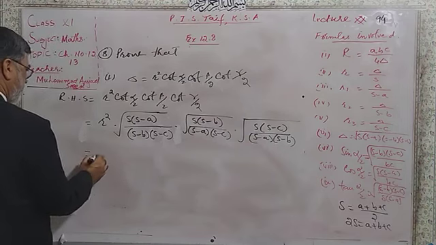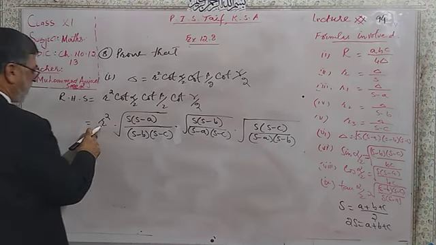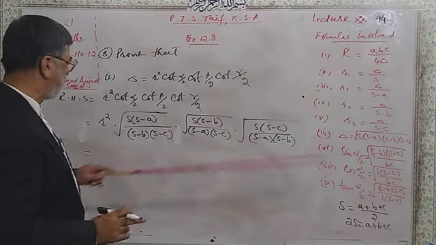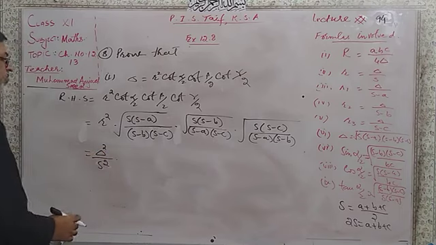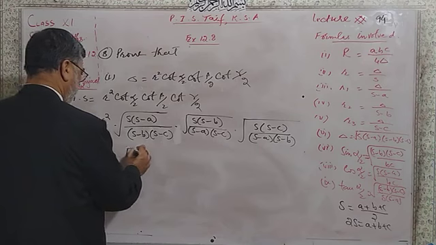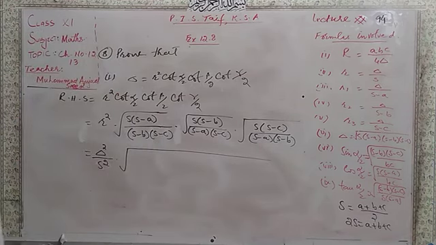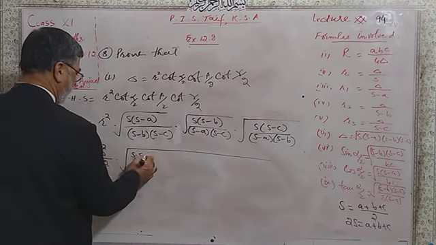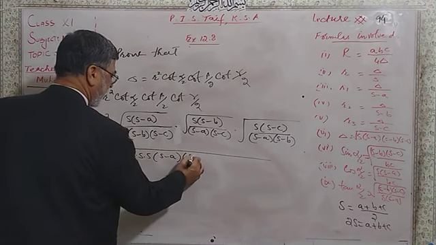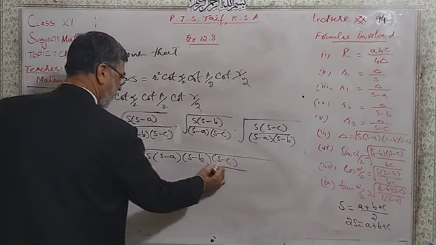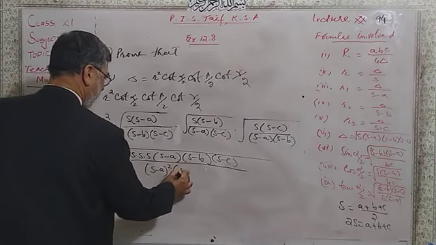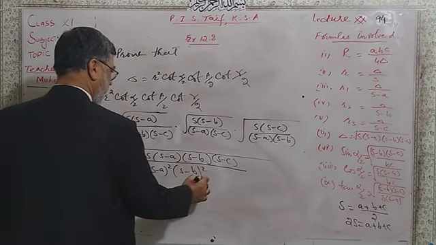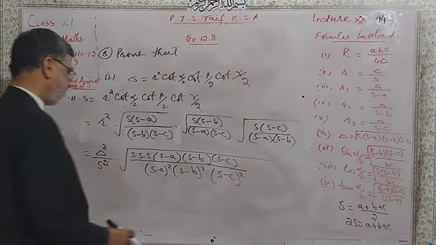So dear students, you know that r square, r is delta over s. So you can write down delta square over s square. And now you can write down all the terms in single radical sign because they are multiplied. You can join them. S is coming 3 times. S minus a, s minus b, s minus c divided by s minus a square, s minus b square, and s minus c square.